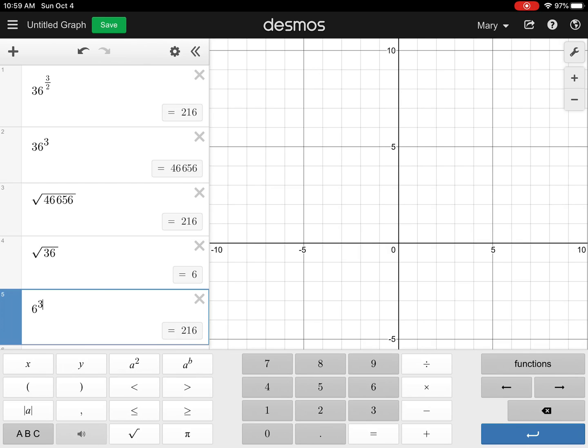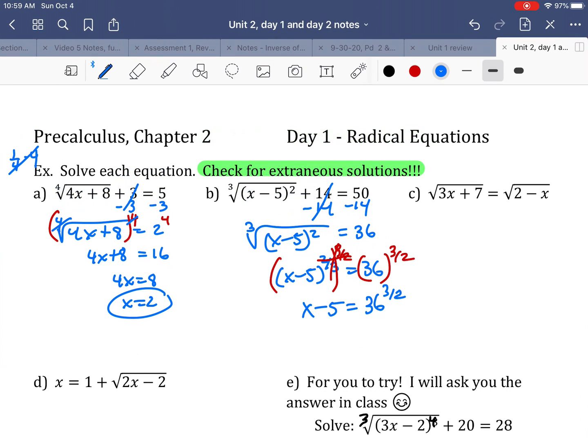That would be the easiest way to think of it if you didn't have a calculator around. All right, so 216 is all we need to know from that. So let's see, I have x minus 5 equals 216, and then add 5 to both sides, so I get 221. All right, so let's just mentally check that real quick. If I put 221 right here, 221 minus 5 is 216, and 216 to the 2/3 is going to be 36. And 36 plus 14 is 15.